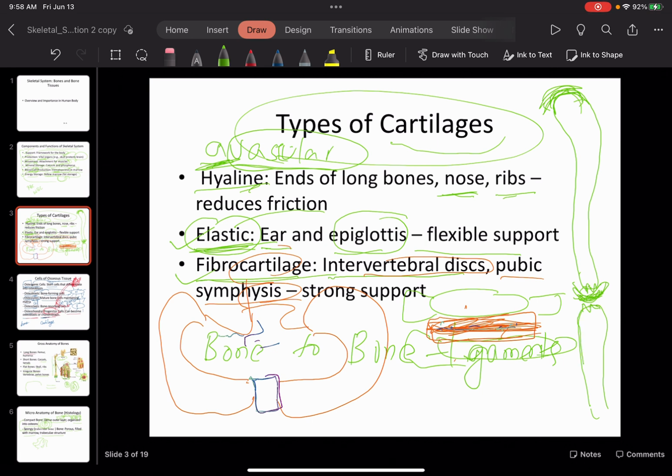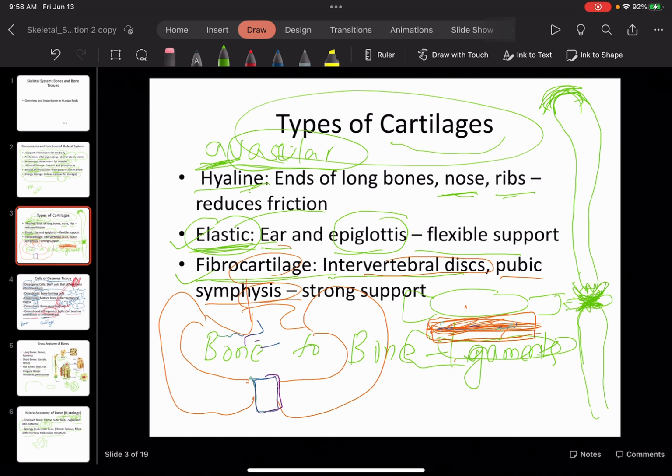Think about a long bone meeting with another bone, especially the phalanges. You see three long bones in each finger. Friction can damage those bones. So how do we reduce that friction? By putting cartilage in between.